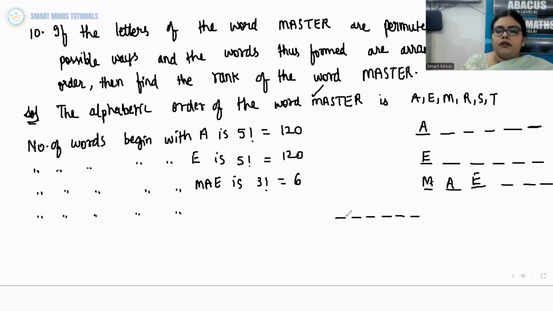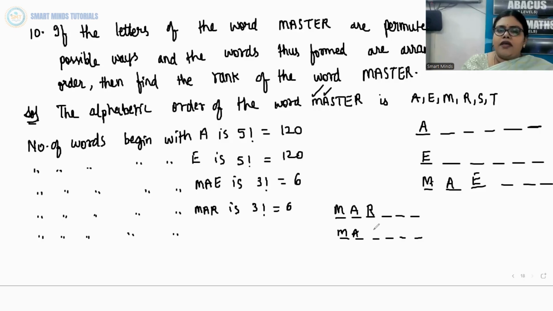Now number of words begin with. Now MA you have already fixed. E is not our requirement. So after E, you get M, but M is already fixed. So we get R. So number of words starting with R is also 3 factorial, that is 6. Now number of words begin with M. A is already fixed.